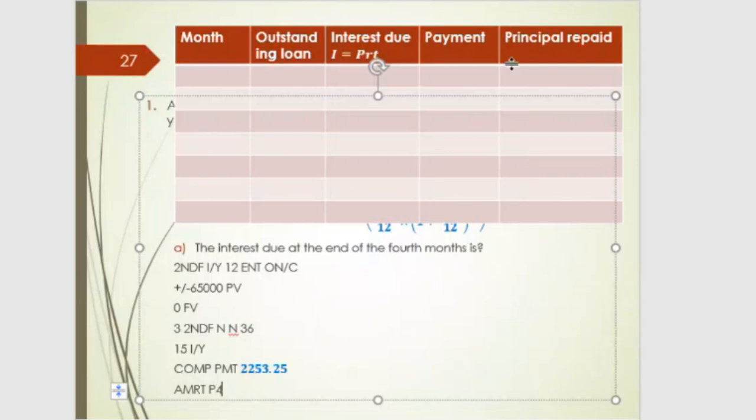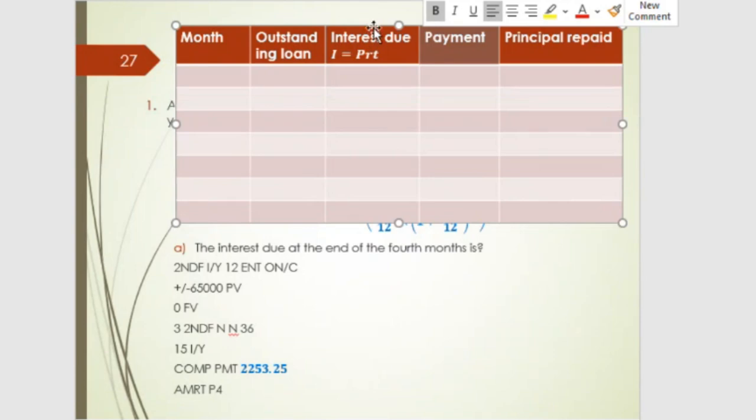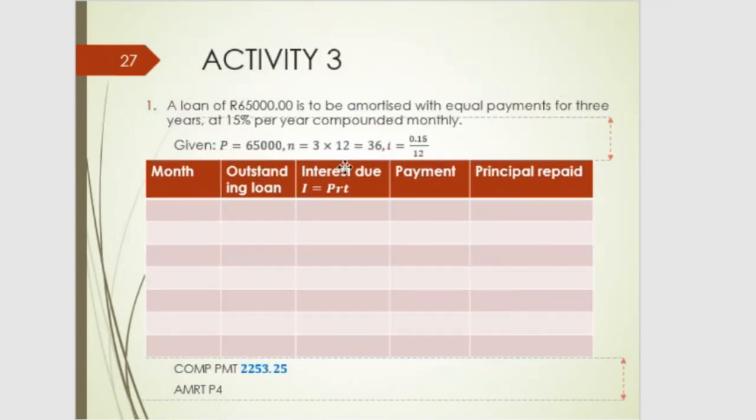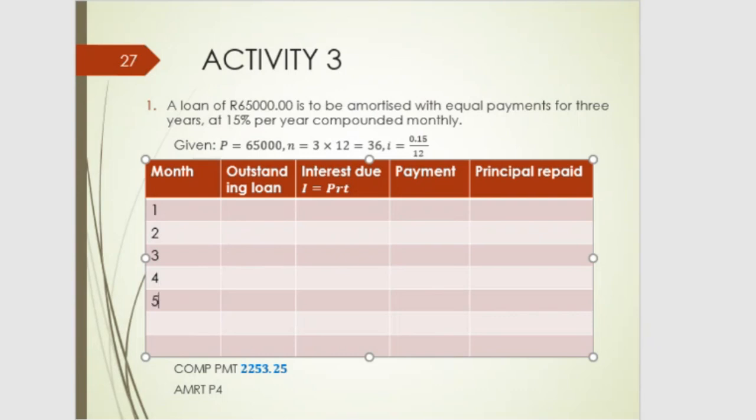Let's see if you were using this table that we have, how do we go about it? Let's say month, so it means we're going to see month 1, 2, 3, 4, let's say 5, but we're interested in month 4. So the outstanding loan at the start was 65,000, right? Then we need to calculate the interest due for that month using this formula that we have here, PRT.